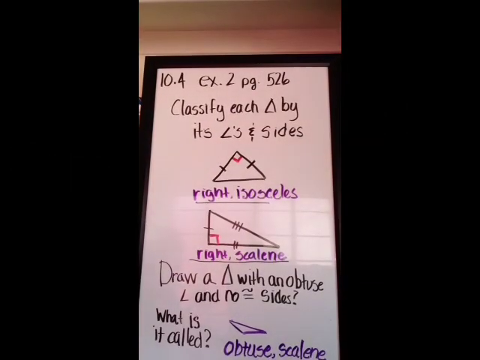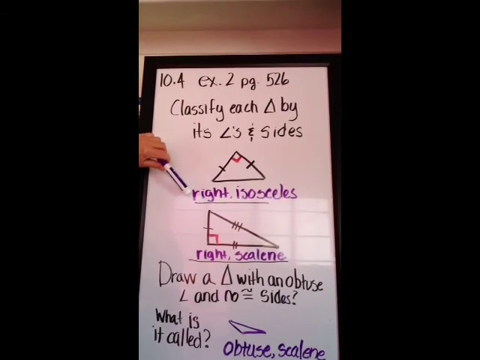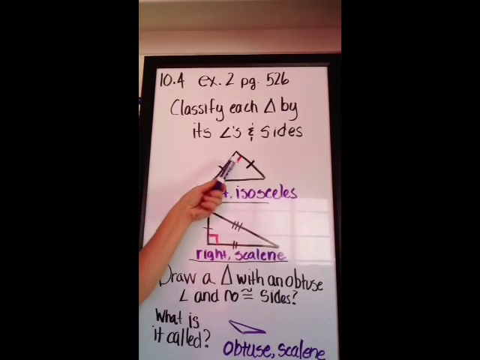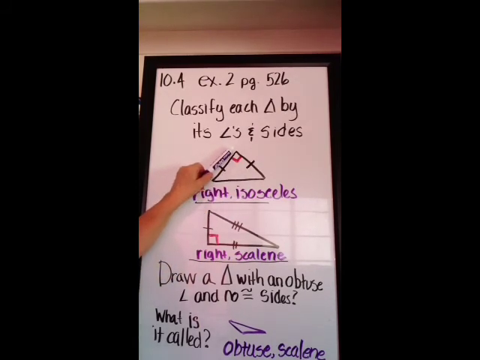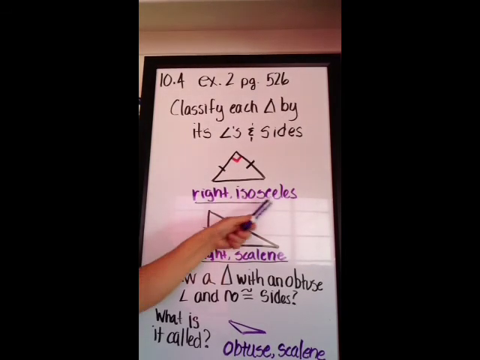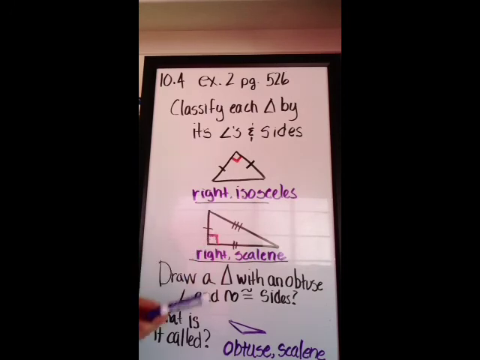Okay, this one would be a right isosceles. Remember the little red square there indicates that it's a 90-degree or a right angle. These 2 hatches mean that this side is congruent to that side, so 2 congruent sides is an isosceles triangle. And this one would be a right scalene. Again, the 90-degree angle. The hatches indicate none of these lengths are the same, so it's a right scalene.